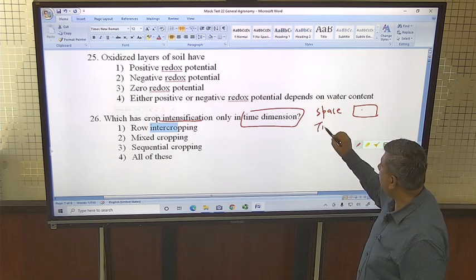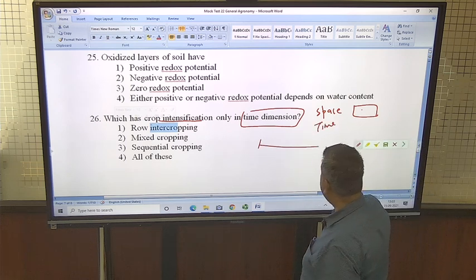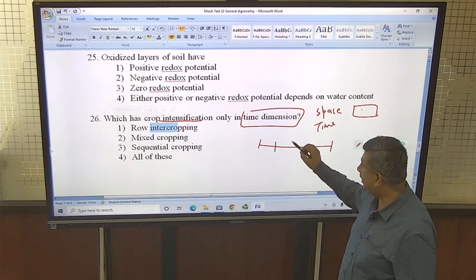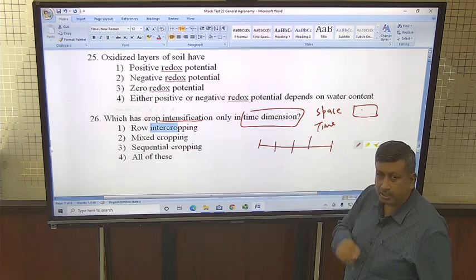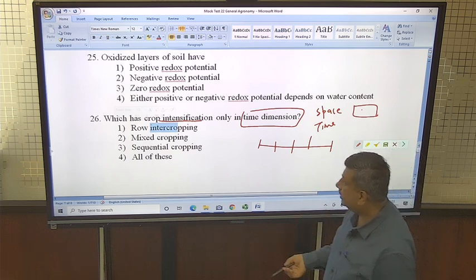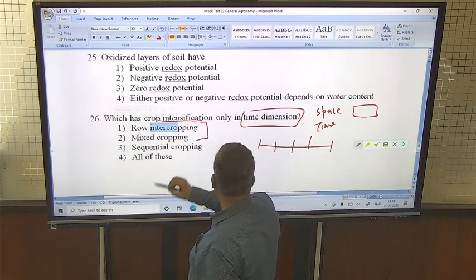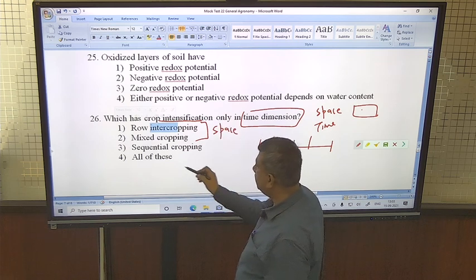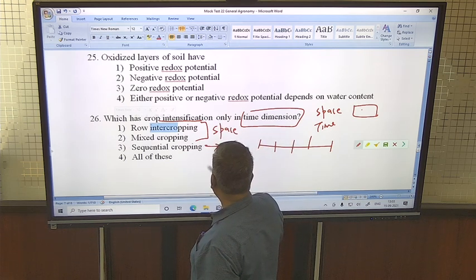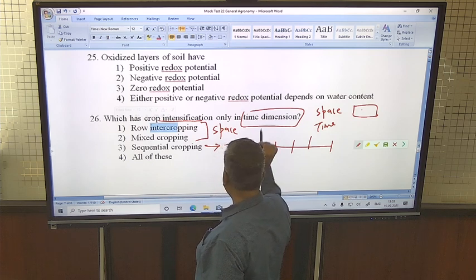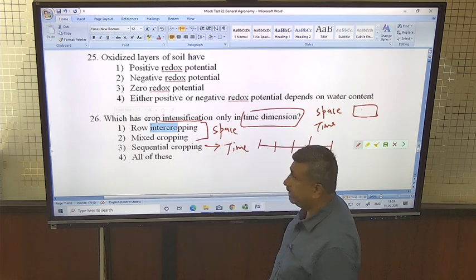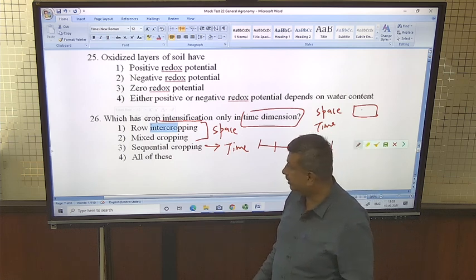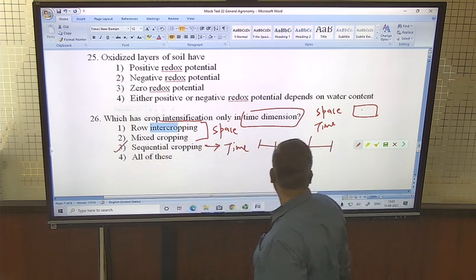And in time dimension, this is 1 year length, so we increase the number of crops in 1 year. So, it may be double cropping, triple cropping, quadruple cropping or multiple cropping. So, here row intercropping and mixed cropping are intensification in space, and sequential cropping is crop intensification in time because we are increasing the number of crops in 1 year. So, this is the correct answer.